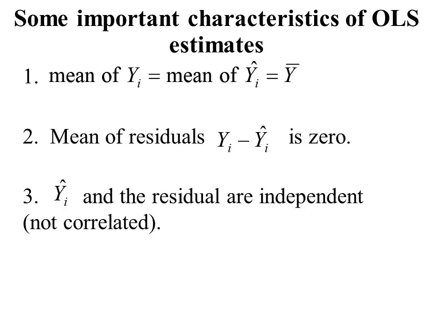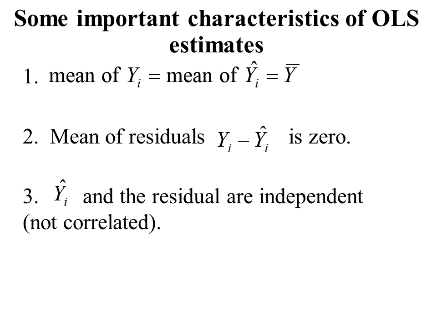Some characteristics of OLS estimates are important. First, the mean of y and the mean of y hat are identical. It makes sense that the mean of observed values and the mean of their predicted values are the same. Second, the mean of residuals is 0. Since the mean of y and the mean of y hat are equal, the mean of y minus y hat should be 0. Third, y hat and the residual are independent, that is, the correlation coefficient between them is 0.